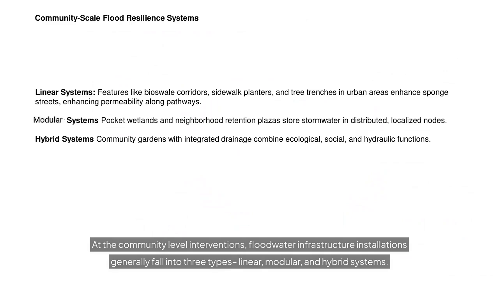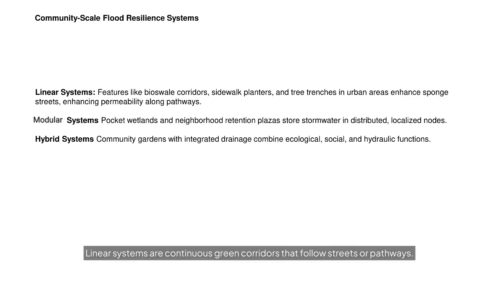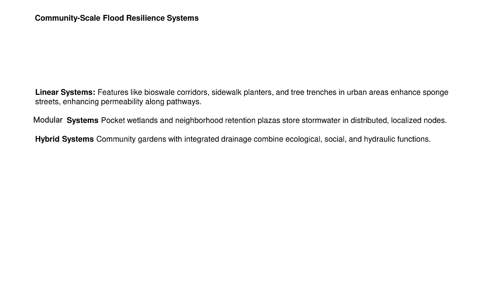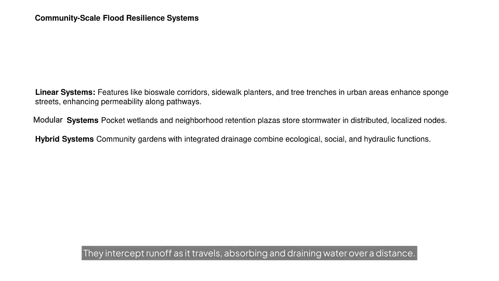At the community-level interventions, floodwater infrastructure installations generally fall into three types: linear, nodular, and hybrid systems. Linear systems are continuous green corridors that follow streets or pathways. These include bioswale channels along roadsides, connected sidewalk planters, and rows of tree trenches. Linear systems effectively create sponge streets by enhancing permeability and connectivity along the urban pathway. They intercept runoff as it travels, absorbing and draining water over a distance.